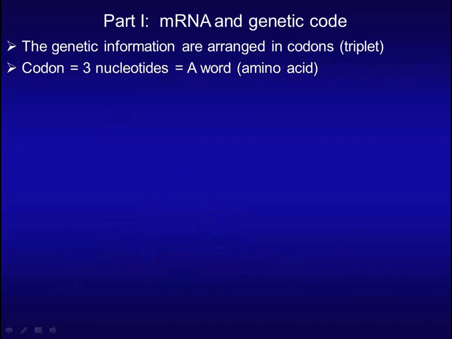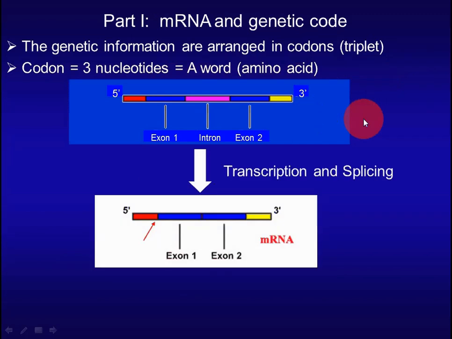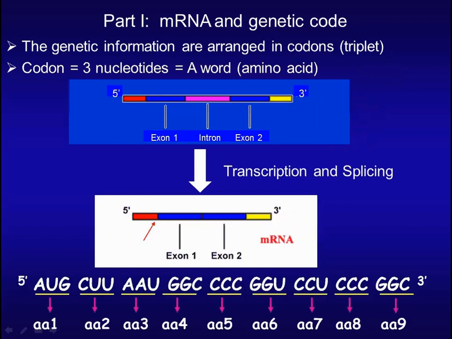Now, let's go to part 1. Genetic information is arranged in codons. Each codon is made up of 3 nucleotides corresponding to 1 amino acid. Genetic information is derived from DNA. After transcription and splicing, the genetic information is carried by mRNA in the form of codons to be translated into a protein.